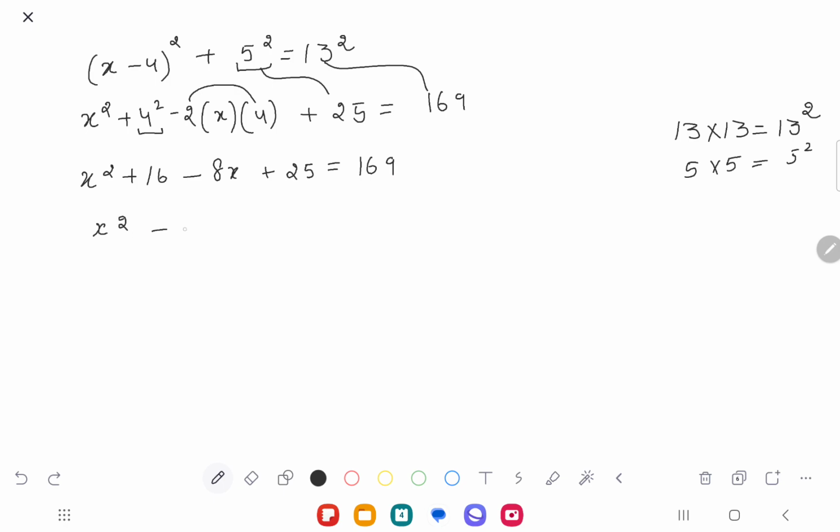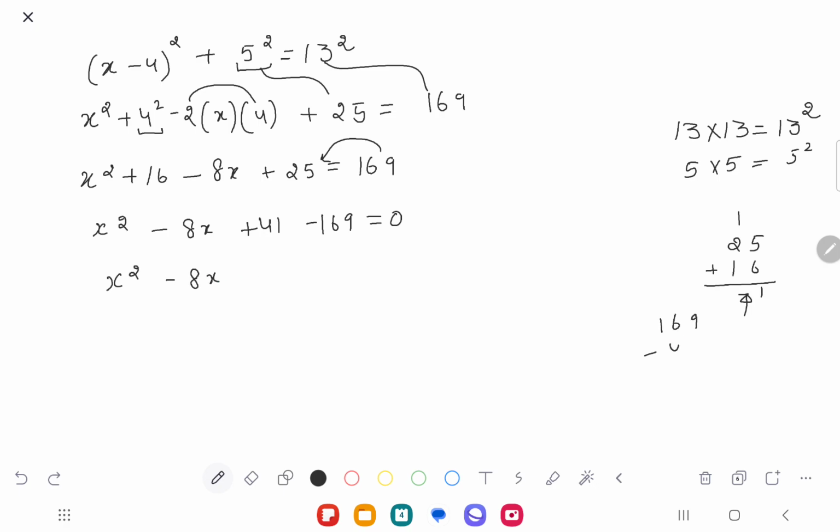So we have x square minus 8x, and 25 and 16 becomes what? It becomes 41, minus 169 equals 0. So we will have x square minus 8x, and 41 minus 169, so I will have minus 128 equals 0. So this is my first fully formed quadratic equation.